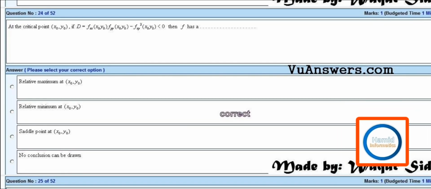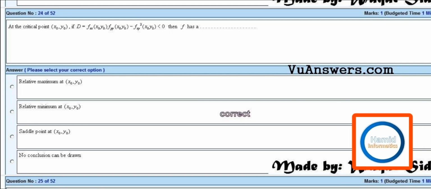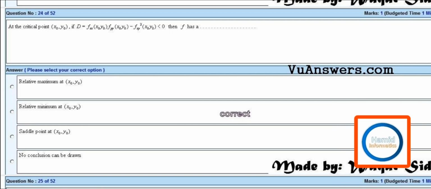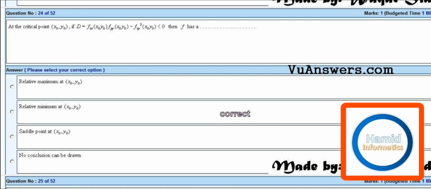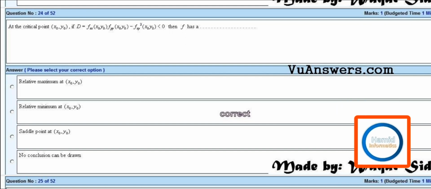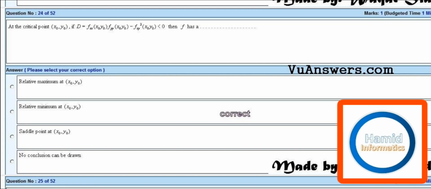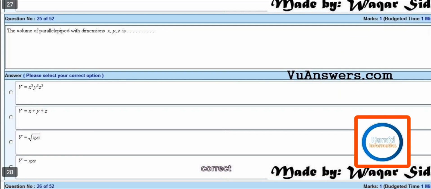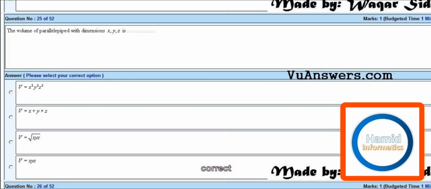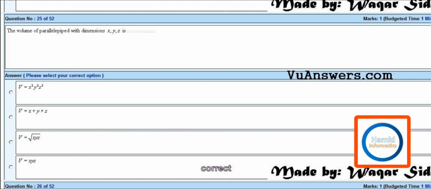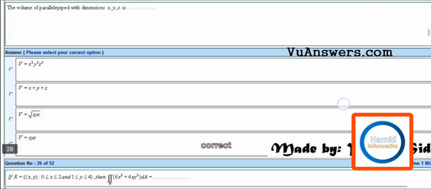At the critical point (x0, y0), if D is equal to f of xx (x0, y0) f of yy (x0, y0) minus f of xy square (x0, y0) less than 0, then f has a relative minimum at (x0, y0). The volume of a parallelepiped with dimensions x, y, z is V is equal to xyz.